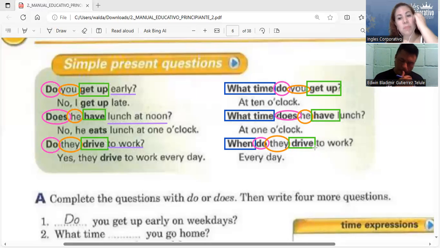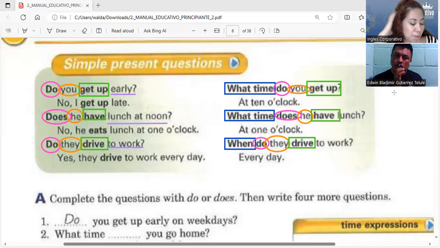All right. So: What time do you get up? What time does he have lunch? When do you drive to work? We're always going to have the same structure there. And the answer is going to depend on if it's a yes or no question, like get up early. We can say, no, I get up late, or I don't get up early. Or yes, I get up early. Pretty much that's going to be it. So that's the structure.